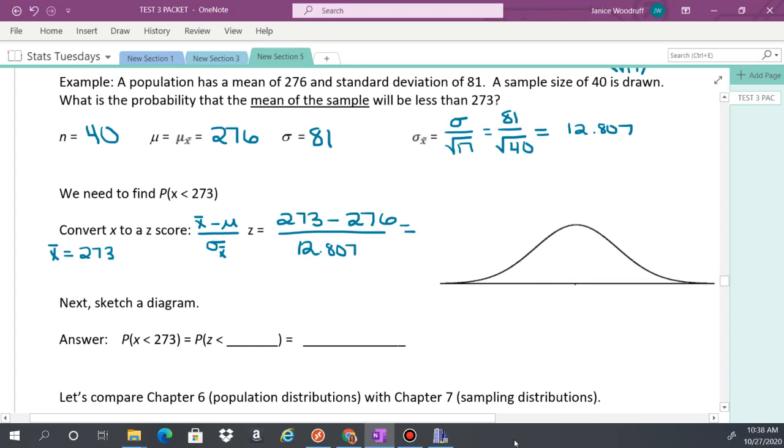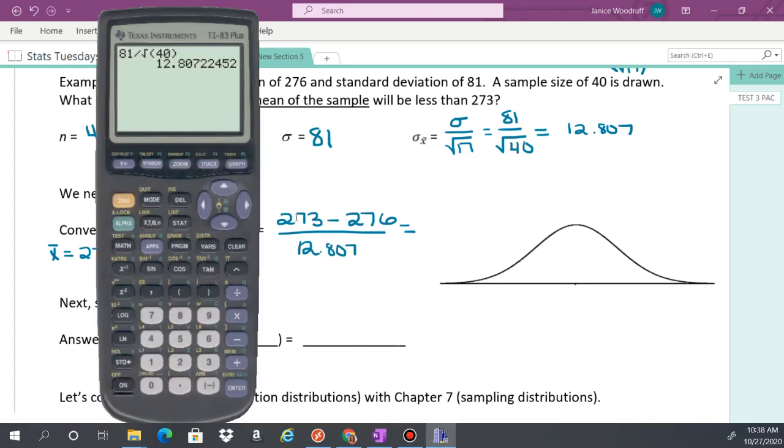So we'll do that calculation, which looks to be, let's see, 273 minus 276 is going to give us -3, and we're going to divide that by 12.807. So we're going to get -0.234.